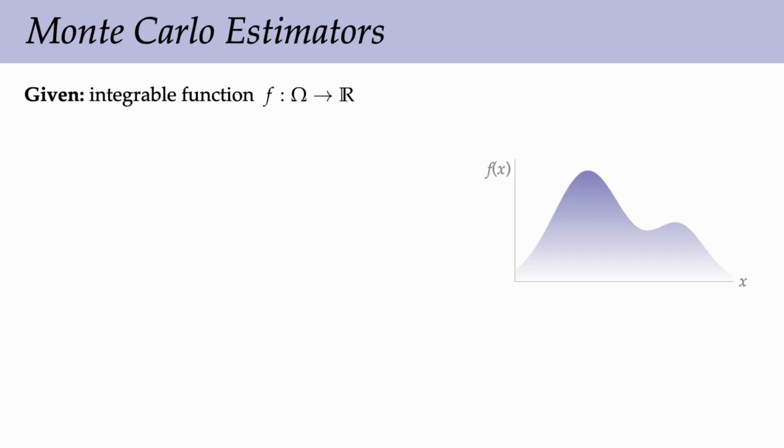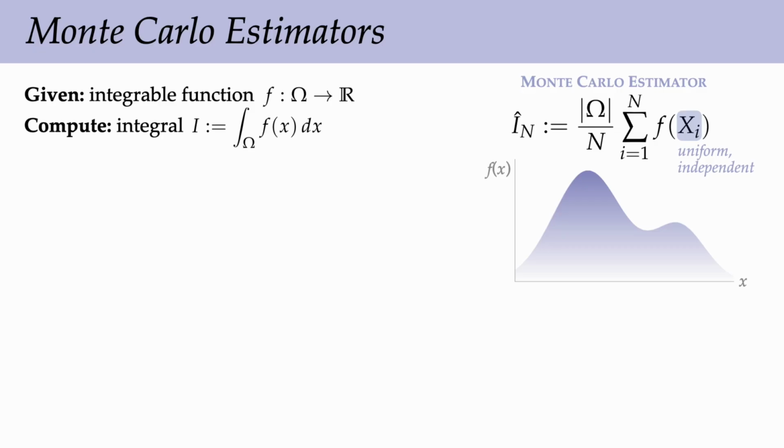So let's begin by looking at some basic facts about Monte Carlo. The idea is I have an integrable function f, and I'd like to compute its integral I over the domain omega. To do that, I'm going to take n uniform, independent random samples, evaluate the integrand at these points, add them up, divide by n, and multiply by the volume of the domain.